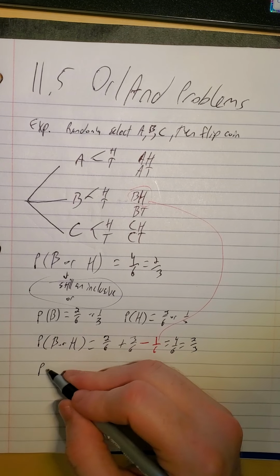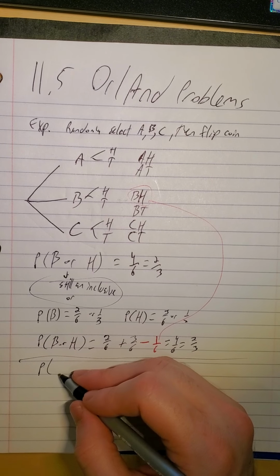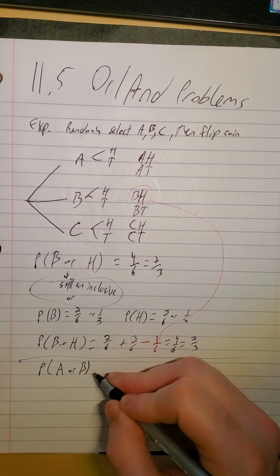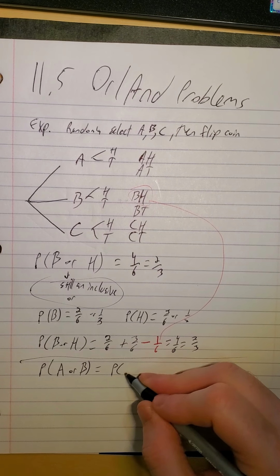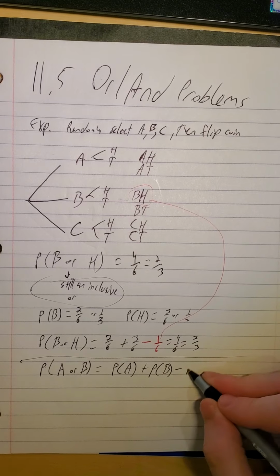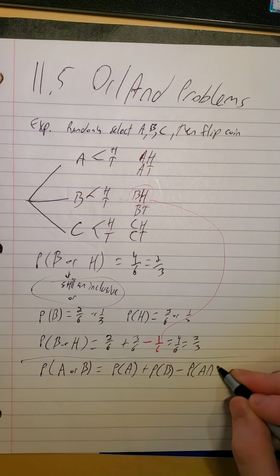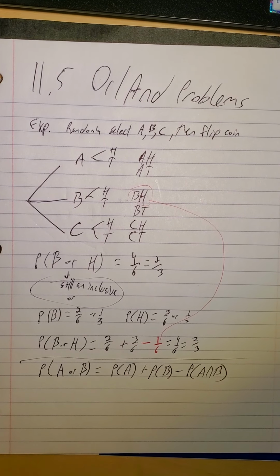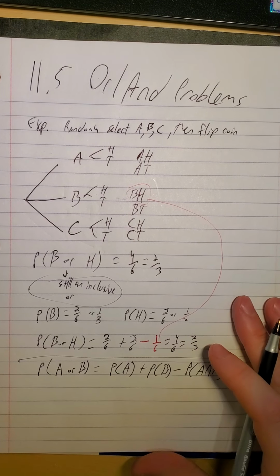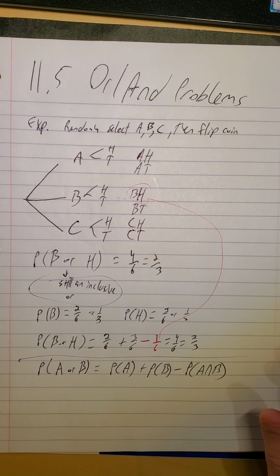And that's true in general. Probability of event A or B, probability of A plus probability of B minus the probability of A intersection B, the probability that we have both. So cut off the stuff we counted twice.